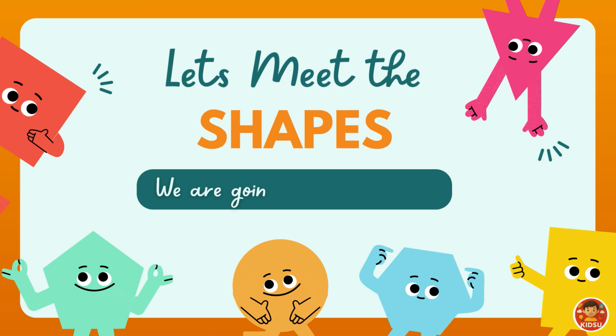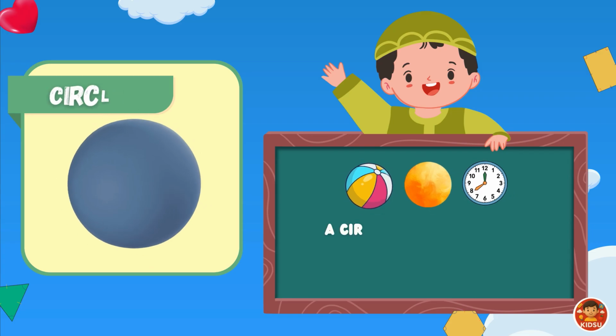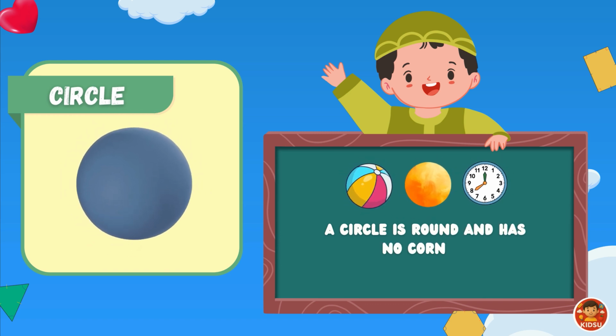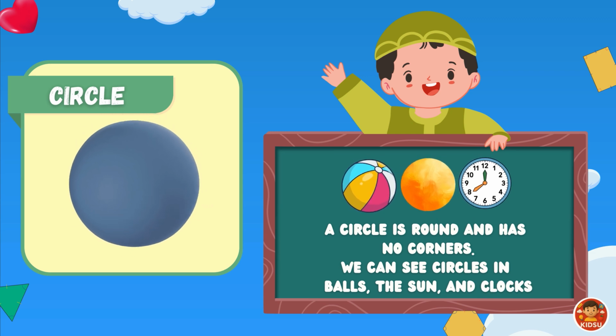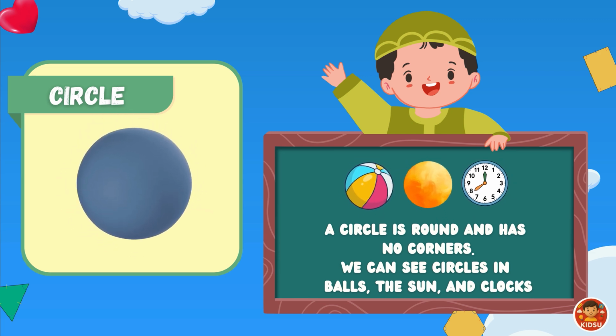Today, we are going to learn shapes. Are you ready? Let's go! Circle. A circle is round and has no corners. We can see circles in balls, the sun, and clocks.